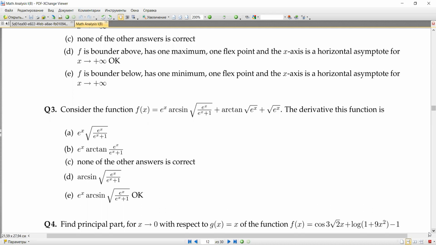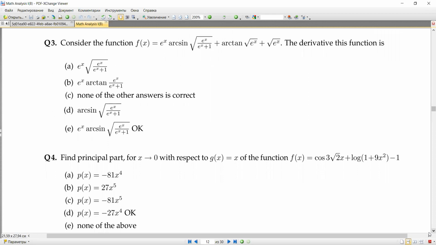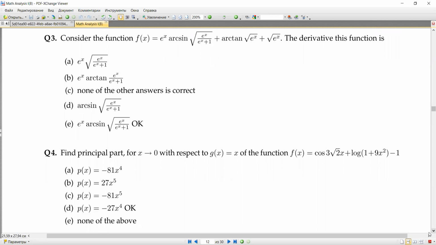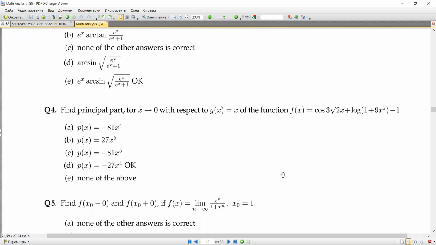Here we can see the composite functions. e to the power of x multiplied by arcsine. What will be the derivative of arcsine? 1 over square root of 1 minus x squared, yes? And we will use this formula for arctangent. You know what the arctangent formula is? 1 over 1 plus x squared. So I think we can skip. Square root also, square root in arcsine. Okay, now find principal part.